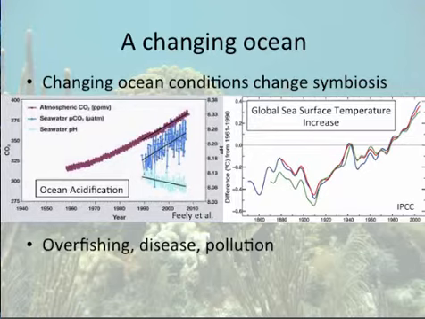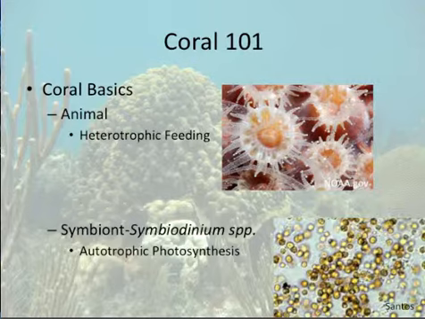And now I'd like to talk about the coral itself and how coral actually functions. So coral is an animal, and it forms colonies, and each colony is made up of thousands and thousands of small animals. We call these individuals polyps. These polyps have tentacles, and they can engage in heterotrophic feeding. So this is one of the ways that a coral can get its nutrition.